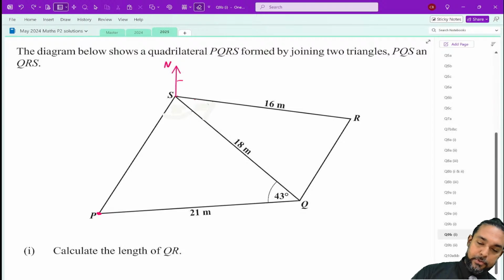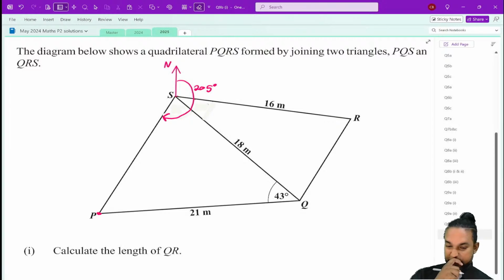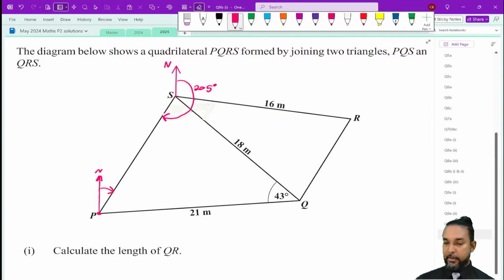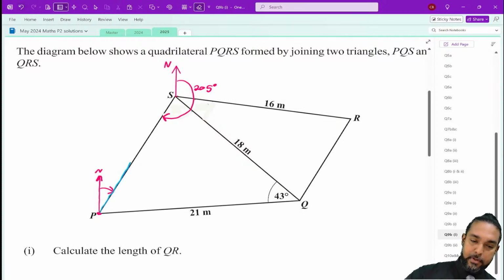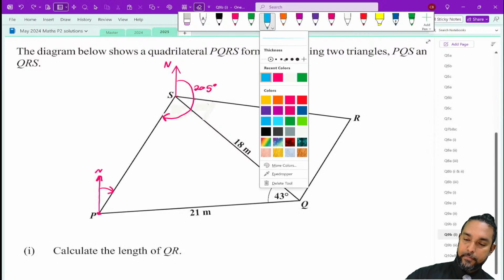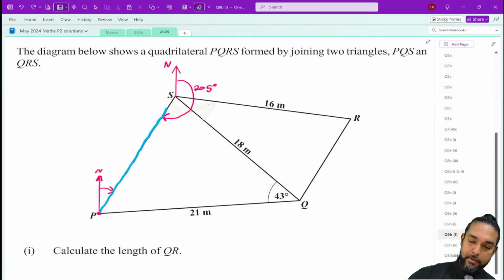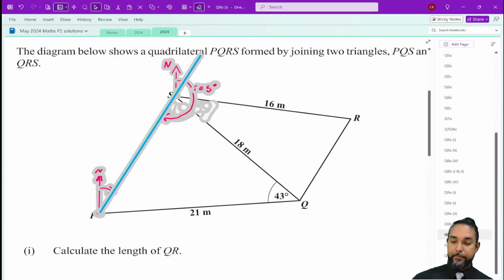Sorry. So this whole angle here is 205 degrees, right? And what they want is the bearing of S from P, which is this angle here. So as somebody was saying, what we could do is draw a line backwards, the line connecting the two points, and extend it past that point.